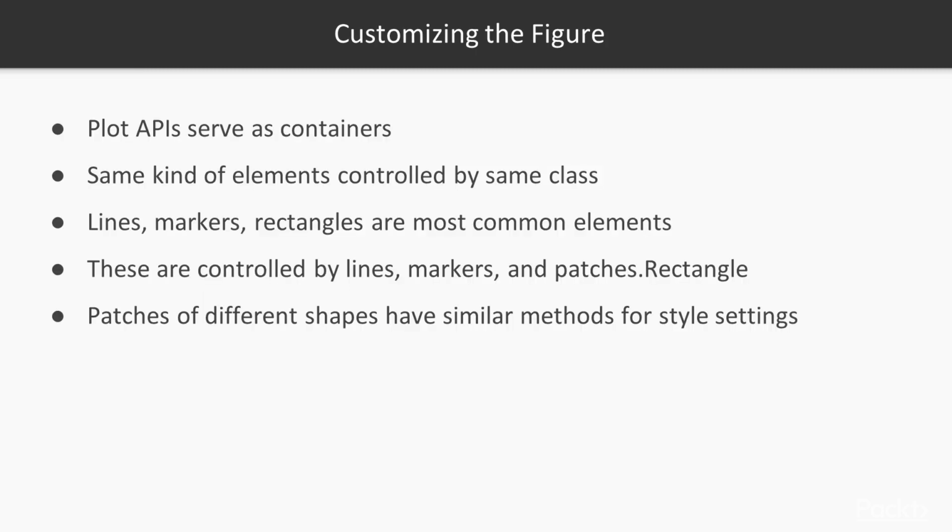Now that we have understood the basic terms of Matplotlib, let's dive in and start customizing our figure. There are many types of plot APIs available in Matplotlib. They serve as containers for easy conversion of data to graphics. While each plot can look very different, the same kind of elements are controlled by the same class in an object-oriented manner. Lines, markers, and rectangles are the most common elements for data display, such as line plot, scatter plot, and bar chart. They are controlled by the lines, markers, and patches.rectangle classes respectively.